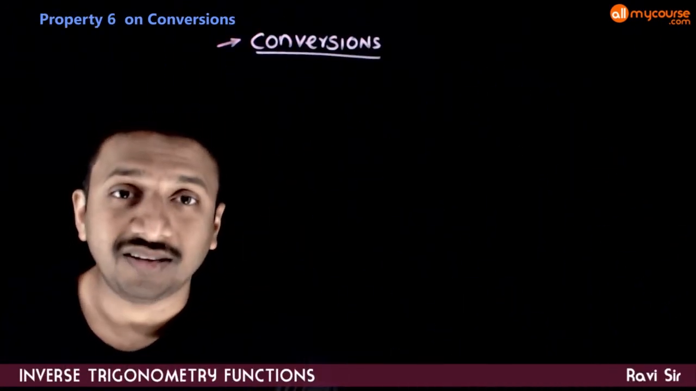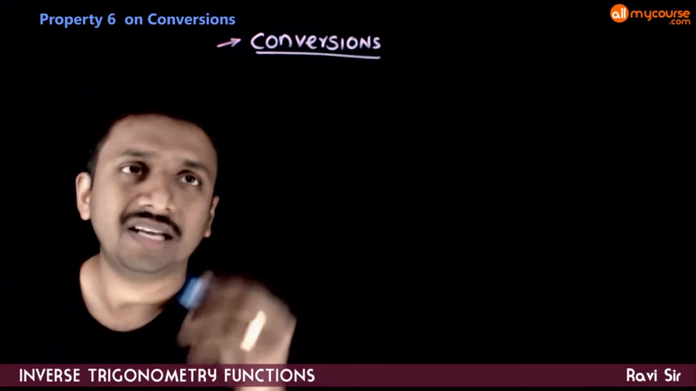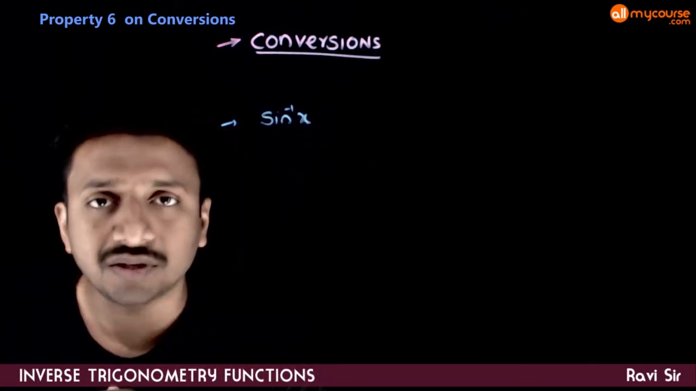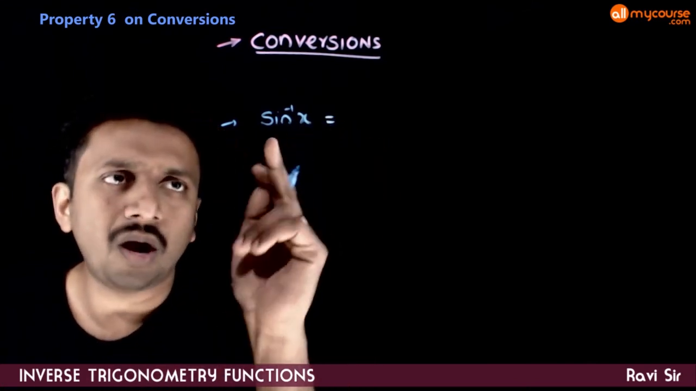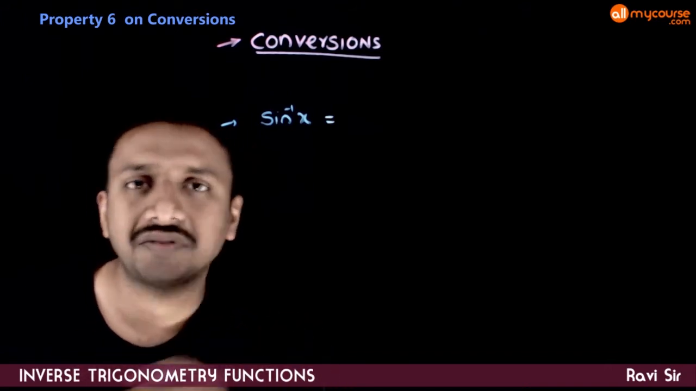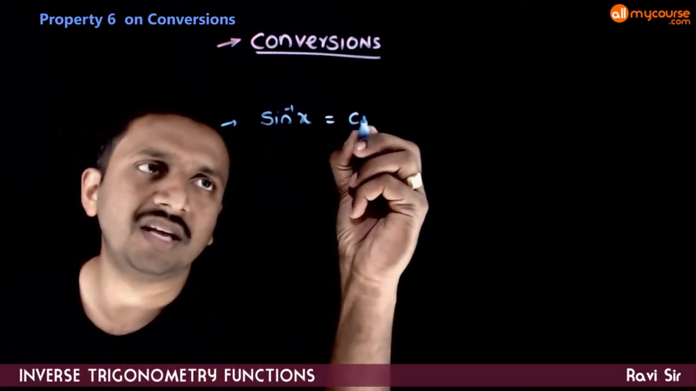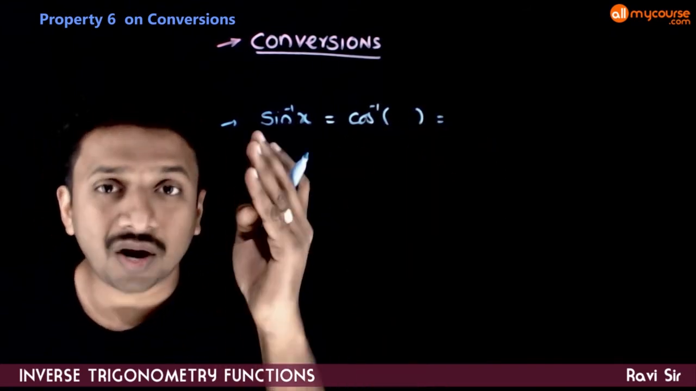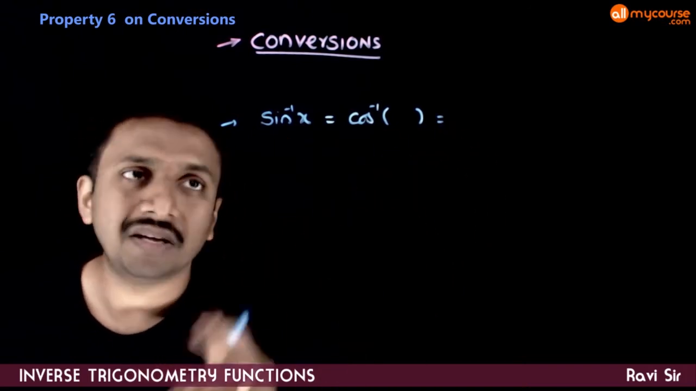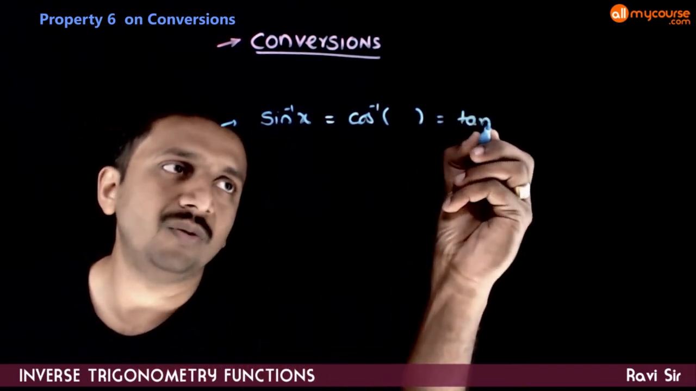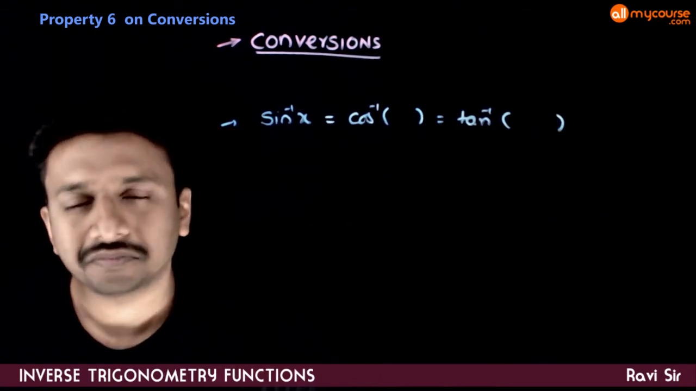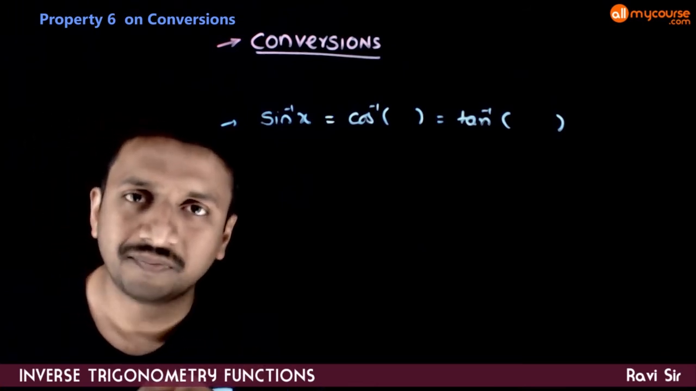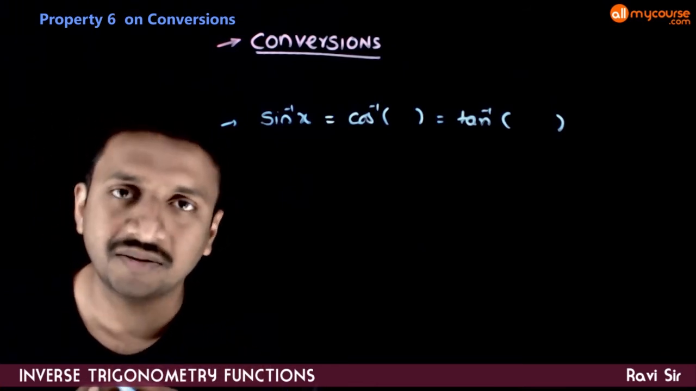The next property is about conversions. If you have something like sine inverse of x, and you want to convert this into cos inverse of something, then sine inverse of x is equal to cos inverse of what? Or if you want to convert sine inverse into tan inverse, sine inverse of something is equal to tan inverse of what? Similarly, secant inverse of what? Cosecant inverse of what? Cot inverse of what? This is what we are trying to understand.